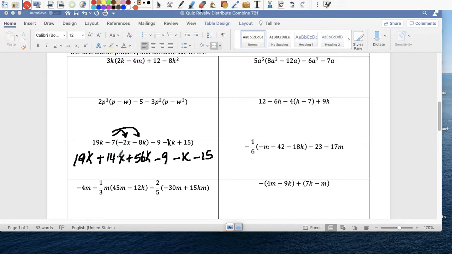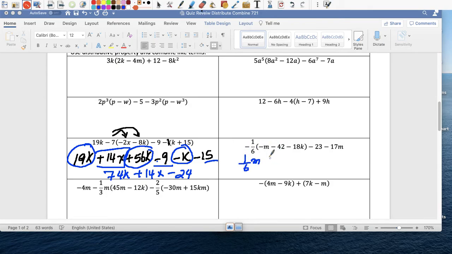So now let's do the k's first. So I have a 19k here. I have a positive 56k, and I have a minus k. Let's combine these three. 19k and 56k is, I don't know, 75, and 75 minus 1 is 74. So 74k, and then plus 14x. And then these two combined, minus 24.